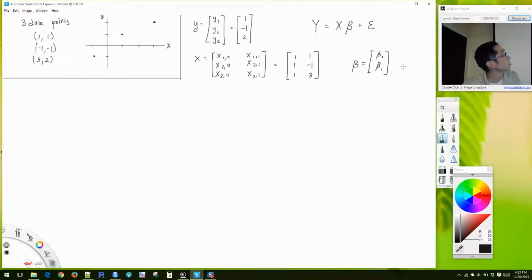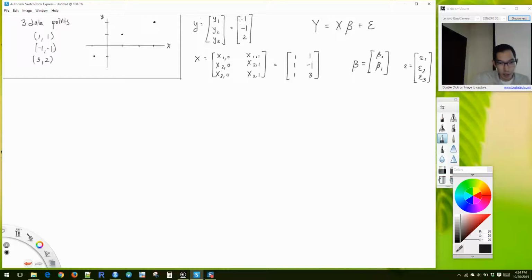So we fit it like this, and then we would have an epsilon term that would be epsilon 1, epsilon 2, and epsilon 3 are residuals. Okay.